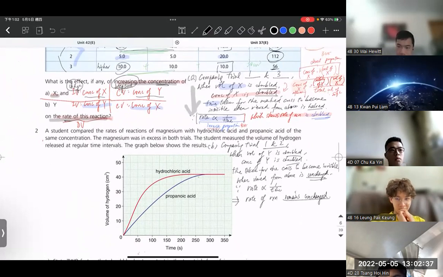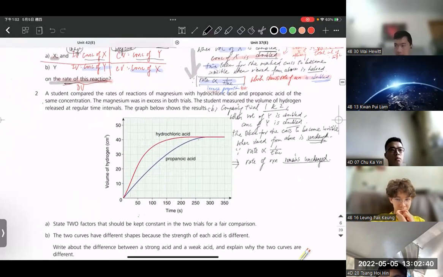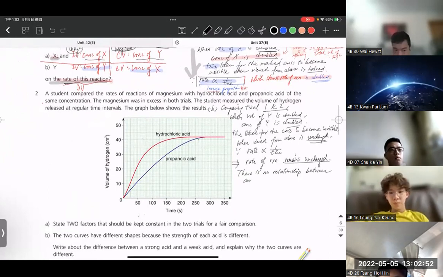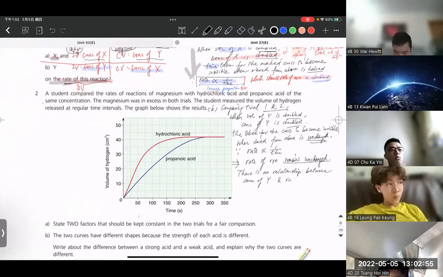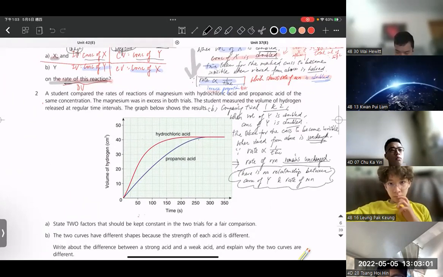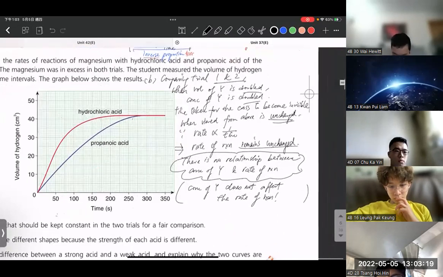Now, so it is what you know in this one. There is no relationship between concentration of Y and rate of reaction. Okay, just like what Tam Jian said, concentration of Y does not affect the rate of reaction. You can have such a conclusion.